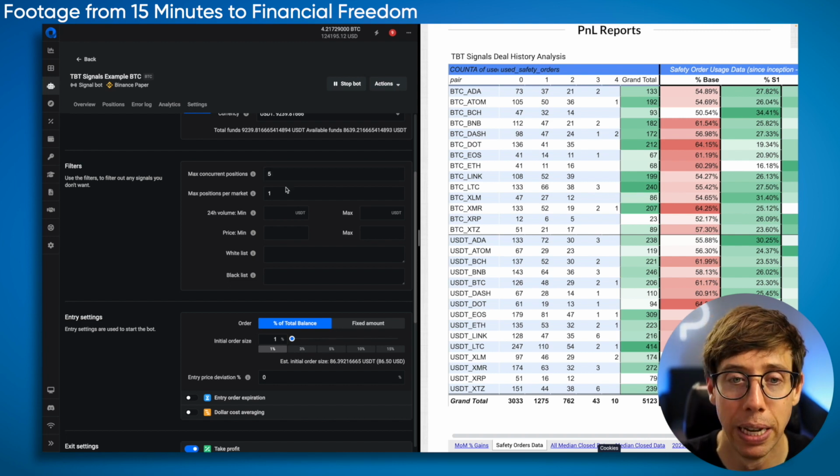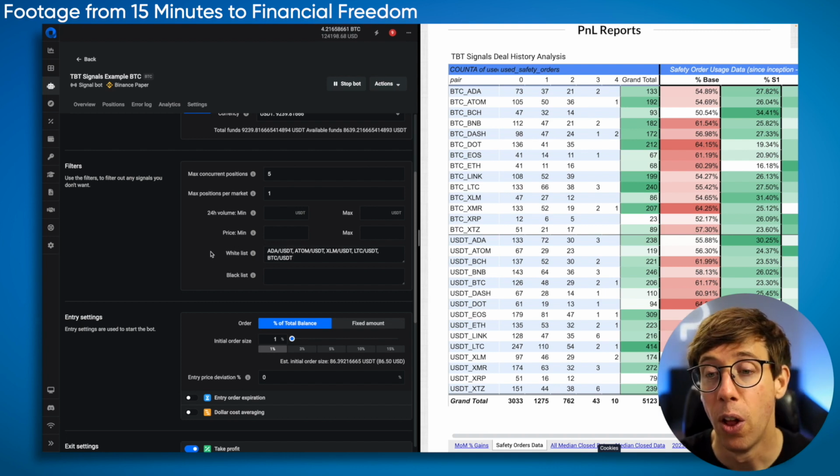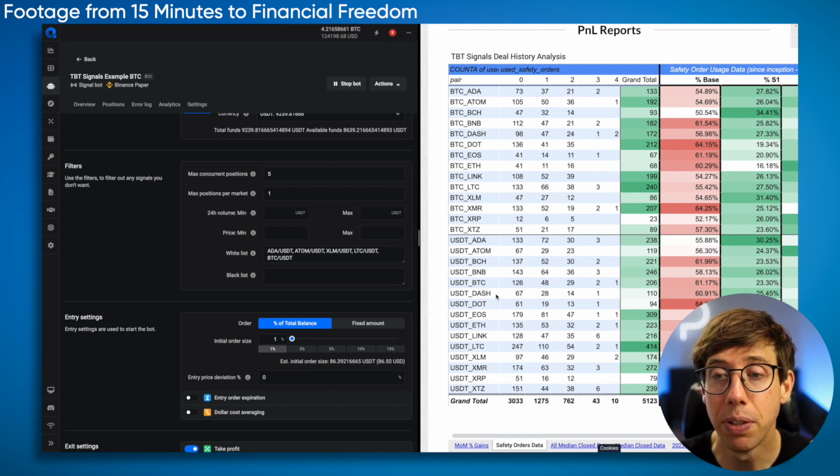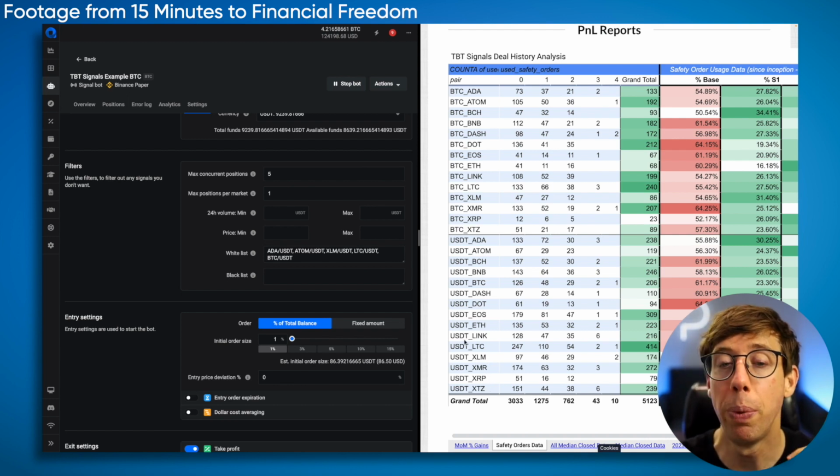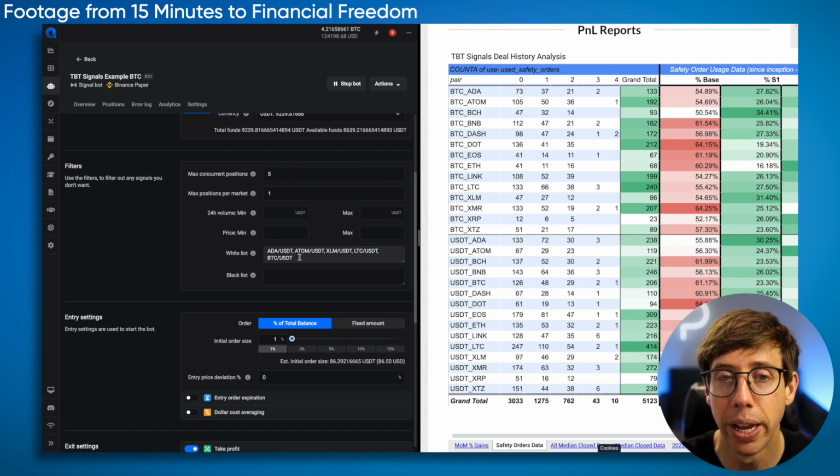That's what this means. We're not going to mess with 24-hour volume minimum, price minimum. Nope, we're not going to mess with that. Now, whitelist and blacklist, this is really cool. So this whitelist means that the bot will still receive signals for Dash, Dot, EOS, ETH, Link, XRP, XTZ, but it will not open them because they have not been whitelisted. So this is a great way to ensure that your bot's only going to open up positions just for these 5 trading pairs, okay? So that's what that means.